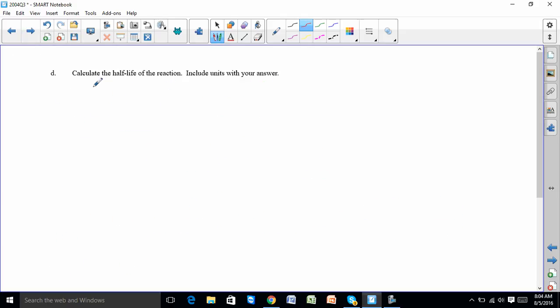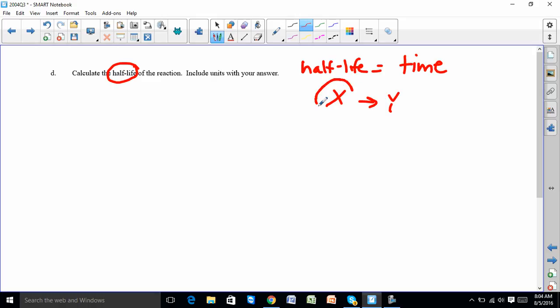All right, last one. What is the half-length? Include units with your answer. No, half-length or half-life, people, half-length, I love that. Half-life is like, let's say I die at 82. Well, when is half of my life over? At 41. You have to understand that half-life means the time it takes for half of the reactant to be gone. So let's say we're going x to y. At what time will half of x be converted over to y?